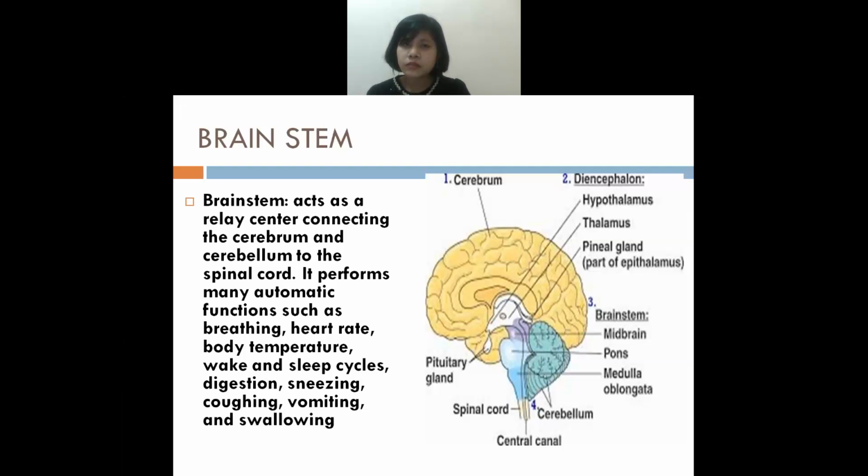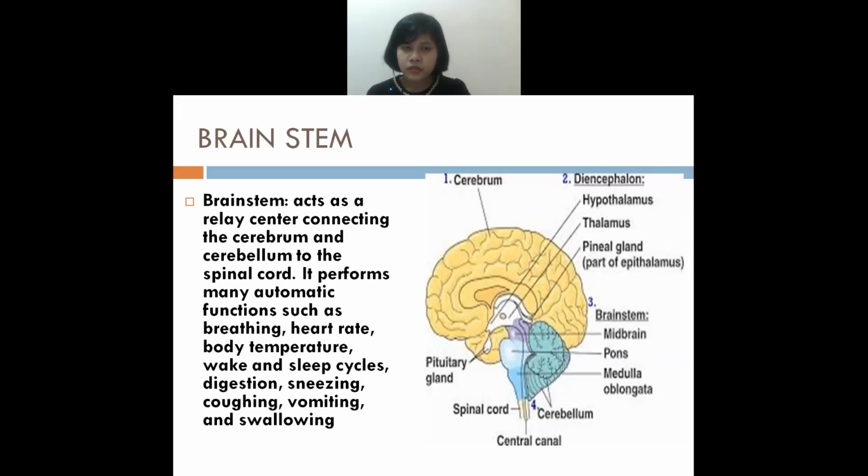Next is sneezing. When you sneeze, who helps you in that? The brainstem is responsible for that. Next is coughing, when you cough. Same thing, the brainstem helps you in that. Next is vomiting, which occurs automatically. It's not always voluntary. The brainstem will help you in that too. Next is swallowing, when you swallow something. So the brainstem helps you in all these activities.